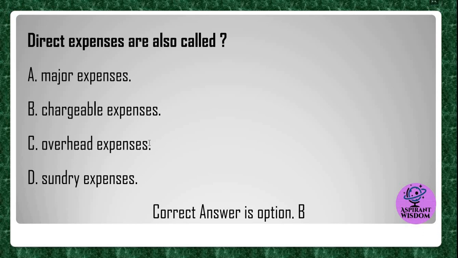Direct expenses are also called A. Major expenses. B. Chargeable expenses. C. Overhead expenses. D. Sundry expenses. Correct answer is option B.